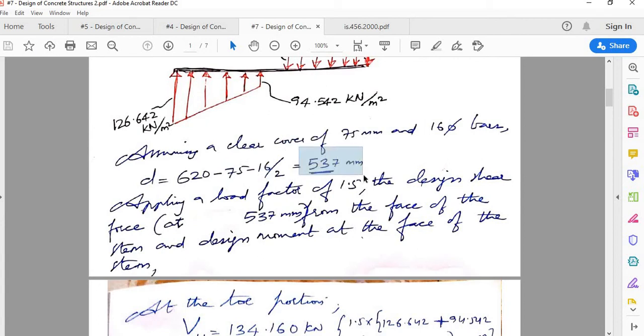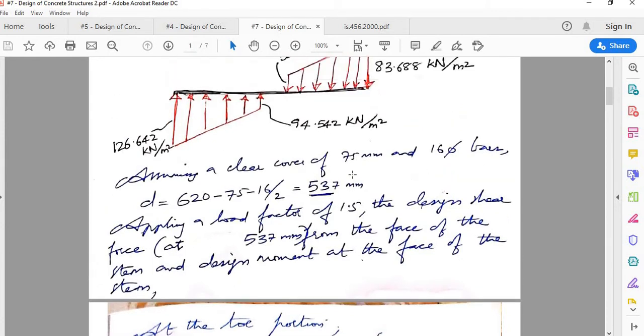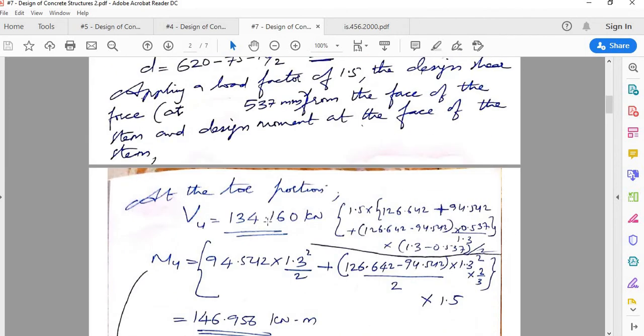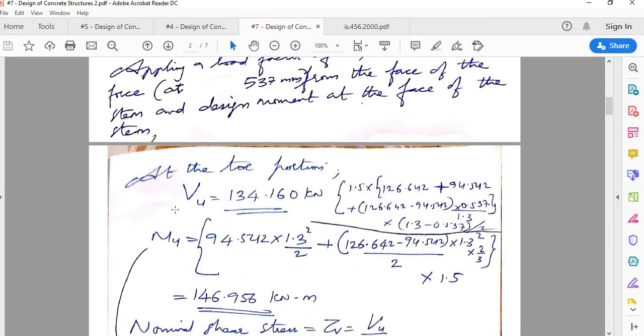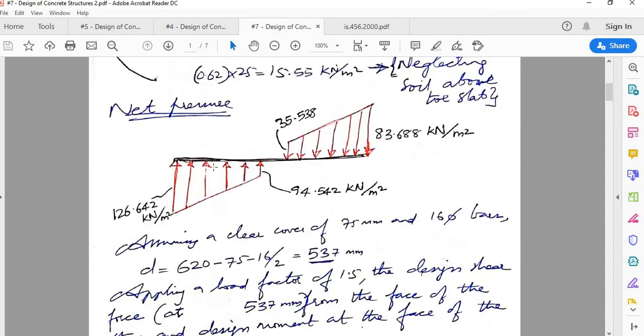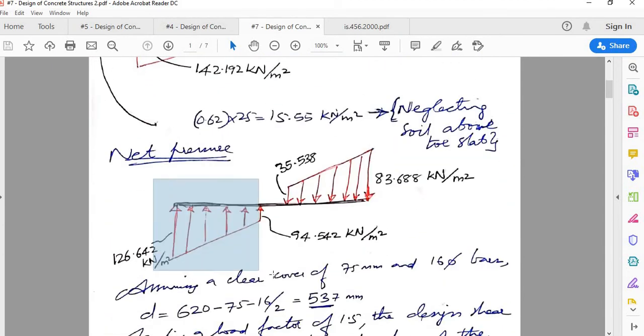So you'll get the effective depth as 537. For bending moment and shear, we'll apply a factor of safety of 1.5, just like we do for footing design as well. So you can calculate the critical bending moment and critical shear. Now it is a simple geometric calculation.